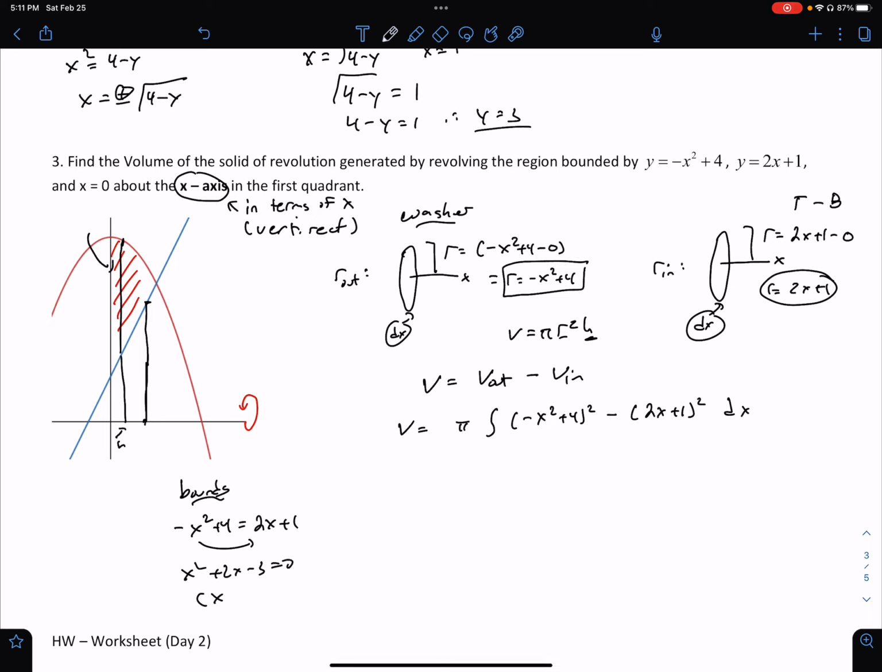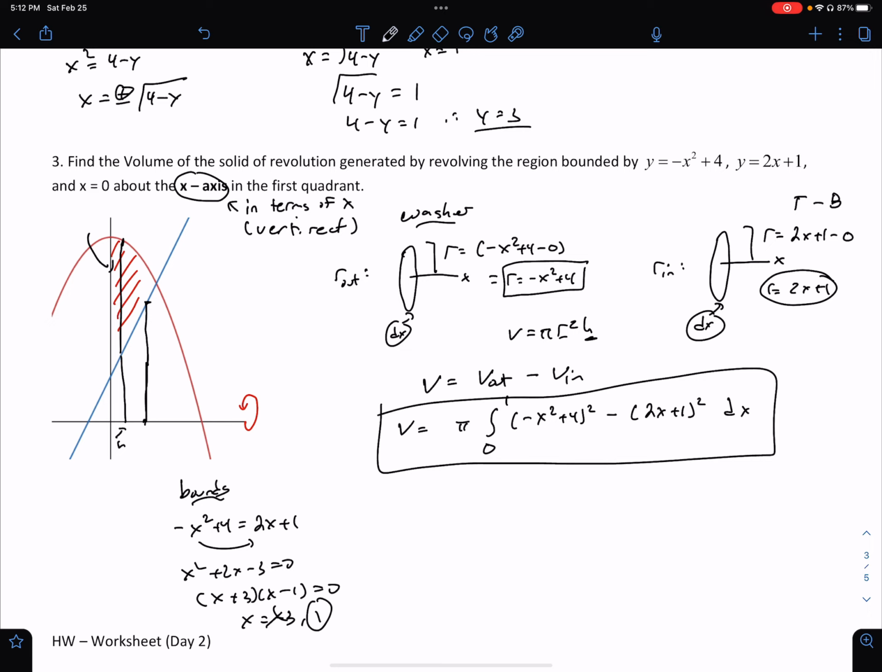Factor this: x plus 3, x minus 1 equals 0. And we get two answers, negative 3 and 1. But remember, we only want the one in the first quadrant, so we don't want that negative 3. So we can just scratch this one out. We only look at the 1. So we would go from 0 to 1, and there is our integral.